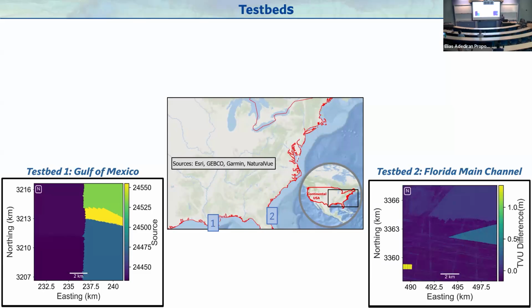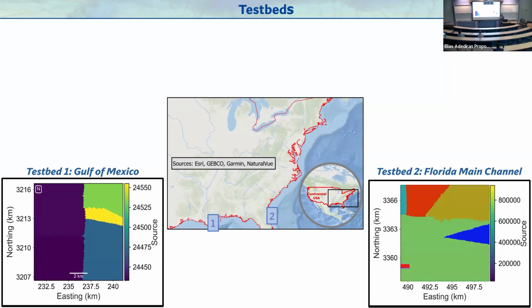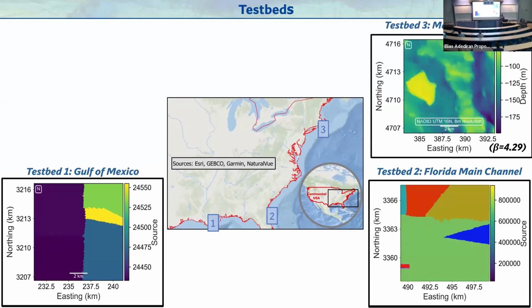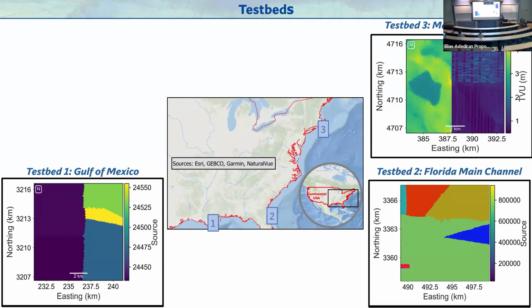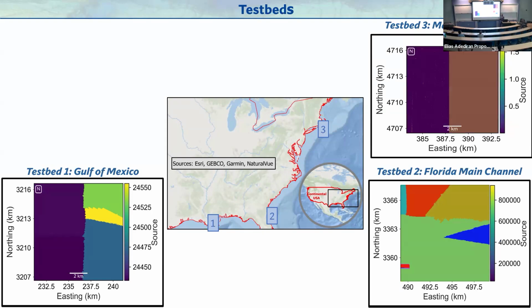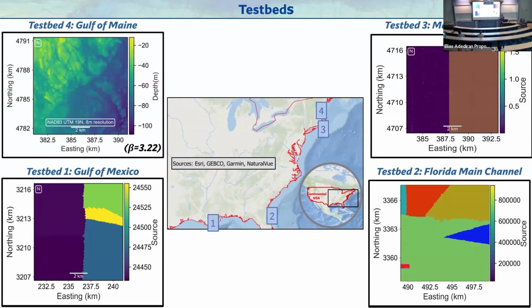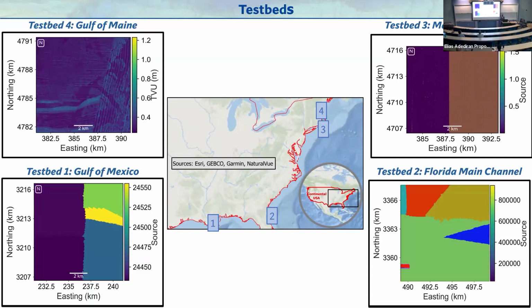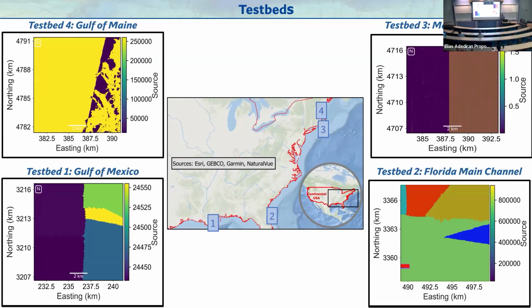I also have the TVU, but because of the interest of time, that is not important at this moment. So we have the TVU and we have the source of the data, which is also from 5 different sources. Then testbed 3 is located in the Massachusetts Bay, ranging from about 60 to 200 meters. This is the TVU of that testbed, with two different sources. Then the final testbed is located in the Gulf of Maine with depth ranging from about 20 to 20 meters, with the TVU ranging from about 0.2 to 1.2 meters, and the survey is largely from 2 data sources.